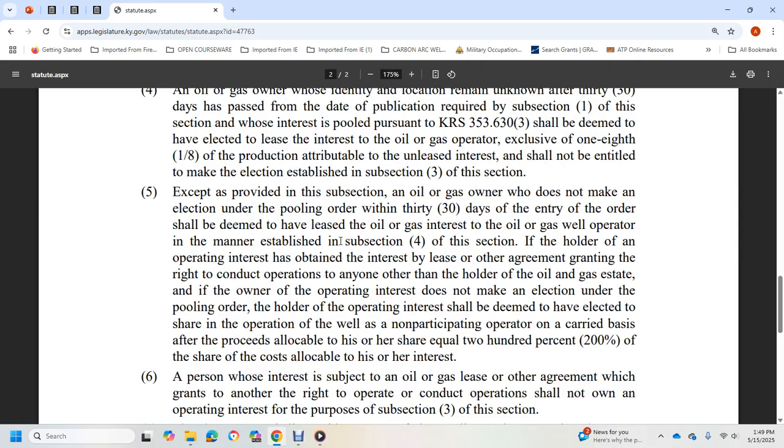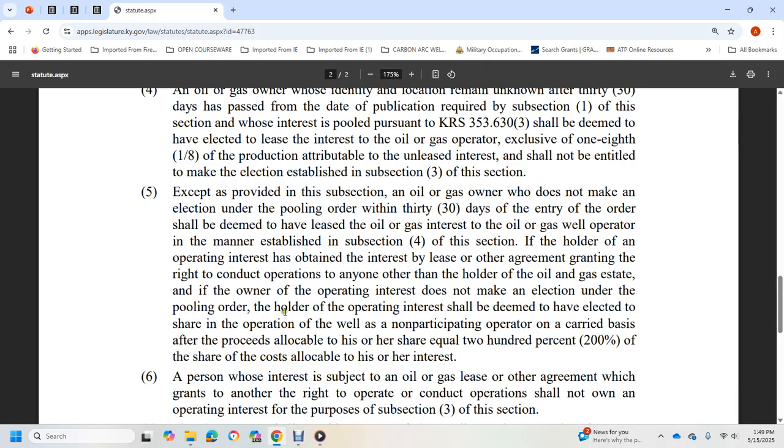An oil and gas owner who does not make the election under the pooling order within 30 days of the entry of the order shall be deemed to have leased the oil and gas interest to the oil and gas well operator in the manner established in subsection 4 of this section. This applies if the holder of the operating interest has obtained the interest of the lease granting the right to conduct operations from the holder of the oil and gas estate.